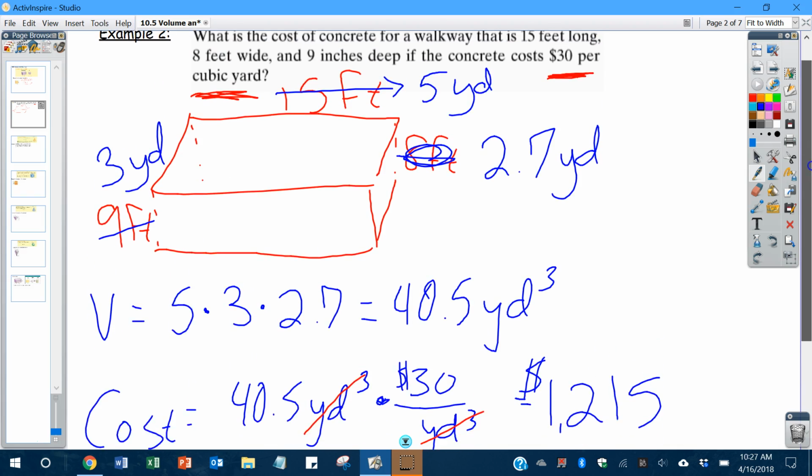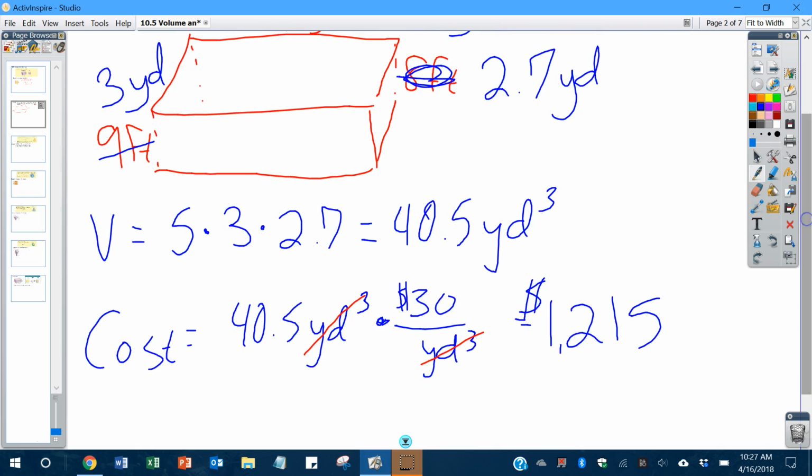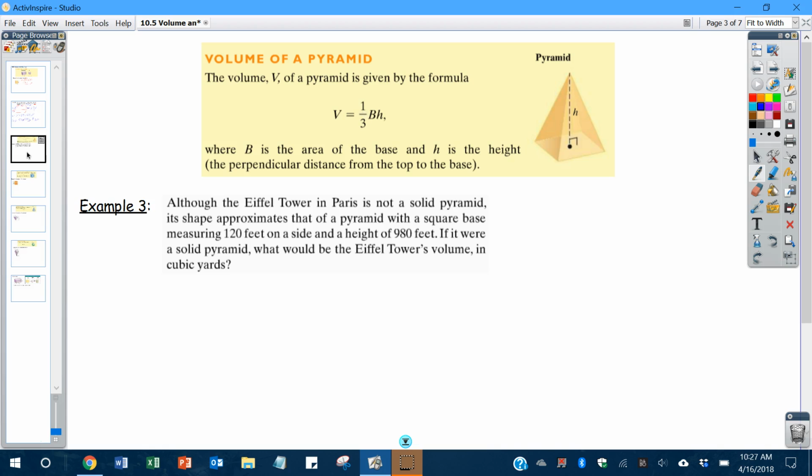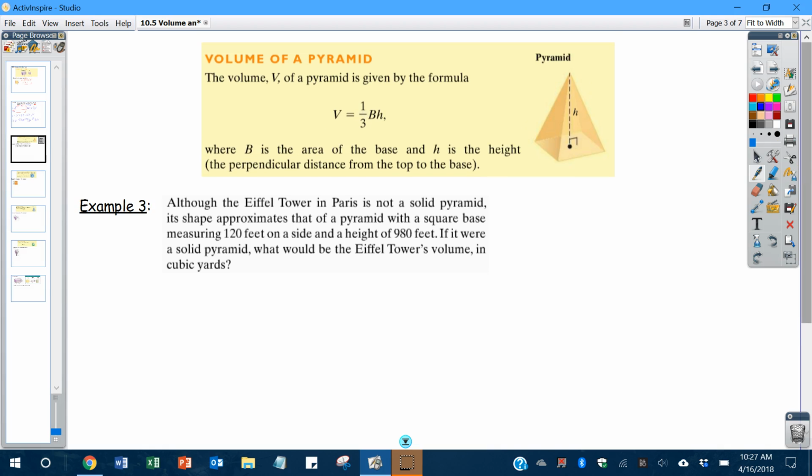But yeah, so that's how we would do that. We found the volume, then we would multiply it by the cost using kind of dimensional analysis that we've used before. Okay, here's a pyramid. So the volume formula for a pyramid is 1/3 base times height, where the base is actually going to represent the area of the base.